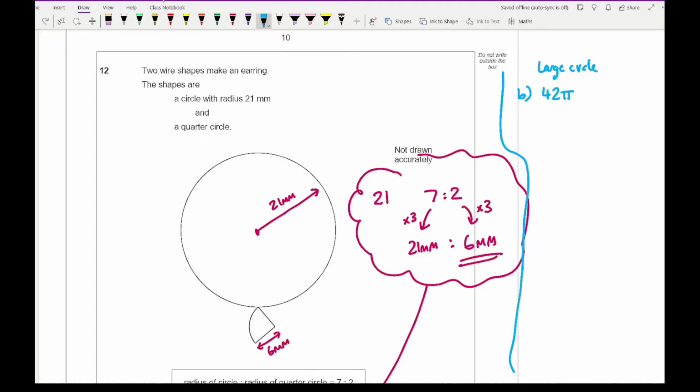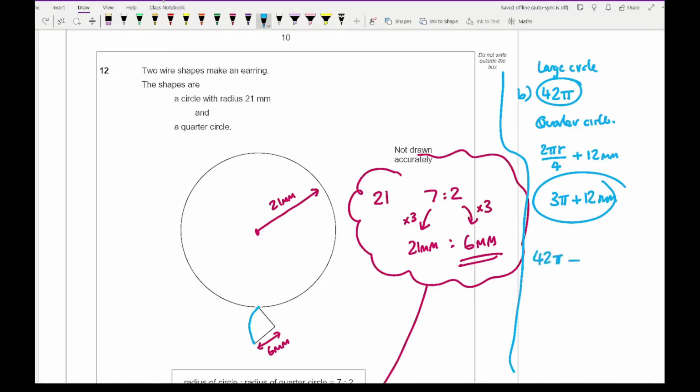Then in terms of the quarter circle, well looking at it, that's going to be 2 times pi times r divided by 4, so that will give me the arc, and then I need to add that to 12 millimeters. Now in terms of the quarter circle, the r is 6, so it's going to be 6 times 2, which is 12, divided by 4, which is 3, so it's 3 pi plus 12 millimeters. So all I then need to do is just simply add those two up, so it's going to be 42 pi plus 3 pi plus 12 millimeters, and combining that all up I get 45 pi plus 12, and that's all in millimeters.